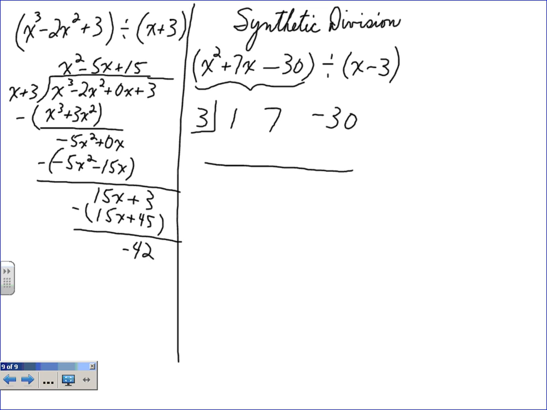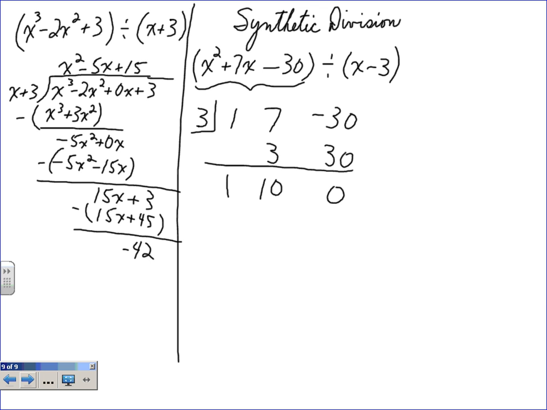And this, you will not need your calculator for this entire lesson today. Bring down the first number, 1. Then I multiply. 3 times 1 is 3. Add coming down. 7 plus 3 is 10. Then multiply. 3 times 10 is 30. I put it up here. I add coming down.